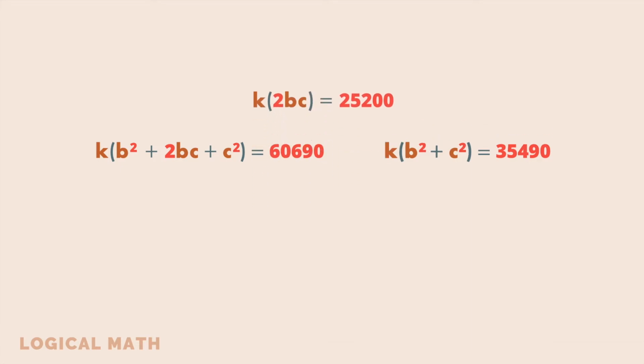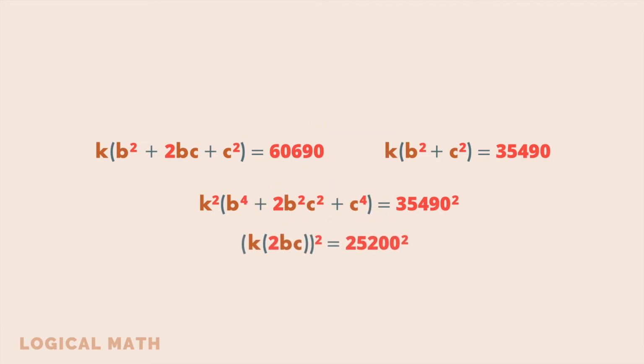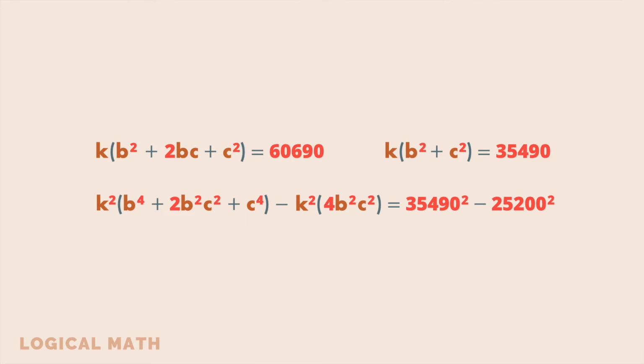Next step is to square the right equation. After squaring, we have K squared times (B to the fourth power plus 2 times B squared C squared plus C to the fourth power) on the left side. Also, let's square the top equation. On the left side, we get K squared times 4B squared C squared. Then we need to subtract the second equation from the first one.